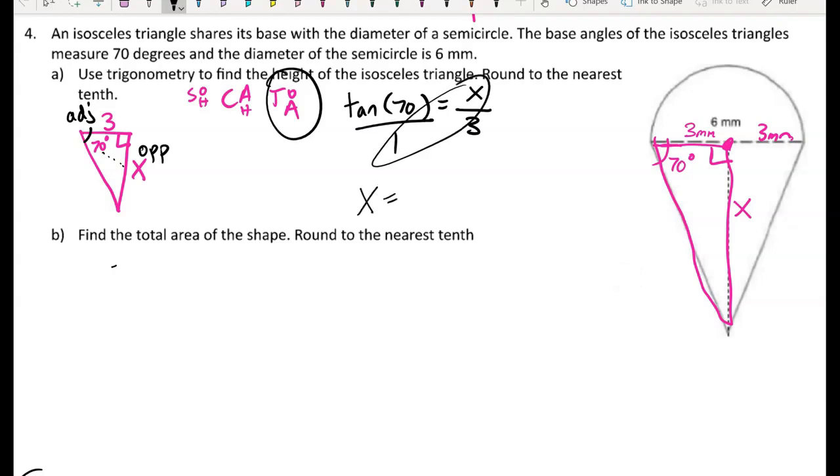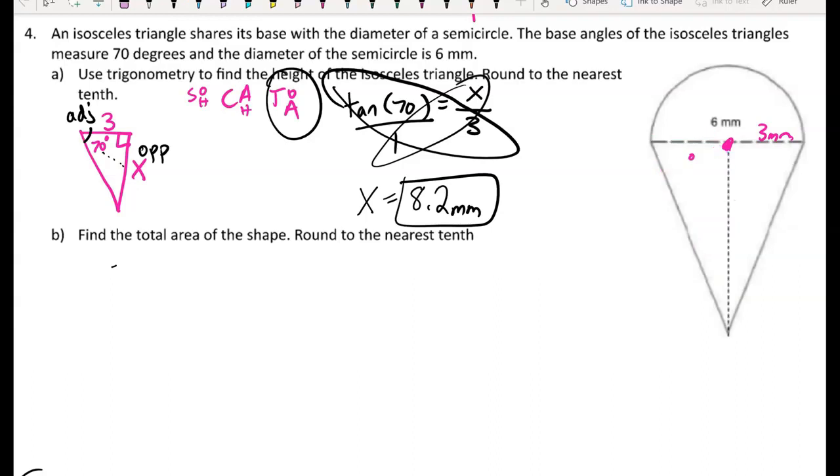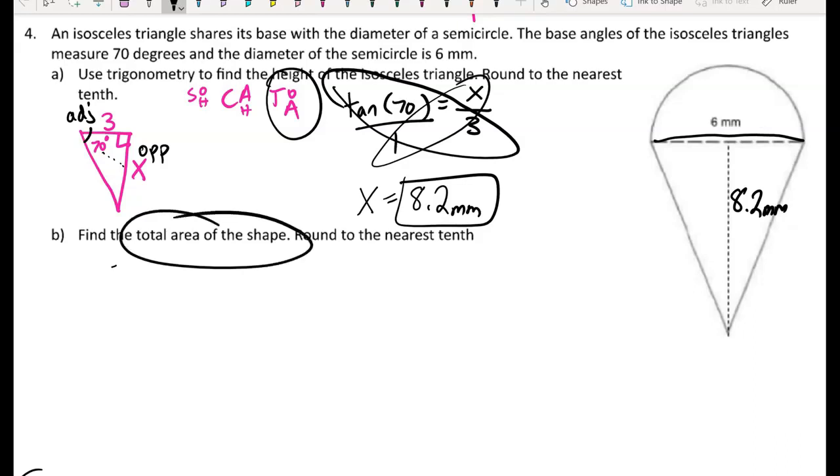X times 1 is just x, and if I multiply 3 times tangent of 70 in my calculator, I find that that's about 8.2 millimeters, right? Because they say round to the nearest tenth, so I just want 1 decimal place. Now the reason why this is helpful is because if I now know the height, and I know the base of that isosceles triangle, that helps me get a little bit closer to finding the total area of the shape.